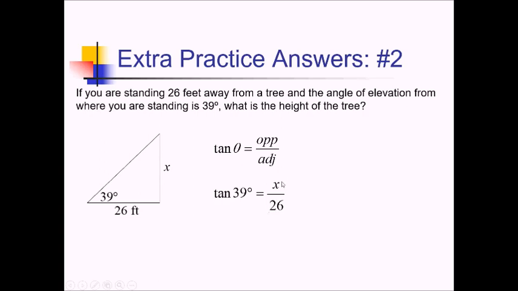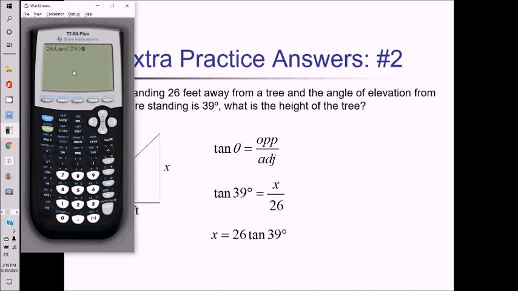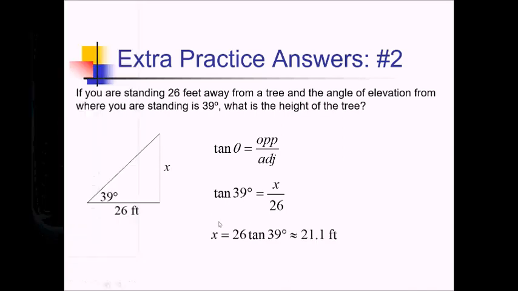To solve for x, I just have to multiply both sides by 26. So that's 26 times the tan of 39. And let's do that on the calculator. So doing that out on my calculator, pressing enter, we end up with 21.1 if we round that off. And that is going to be in feet, so that is how tall our tree is.